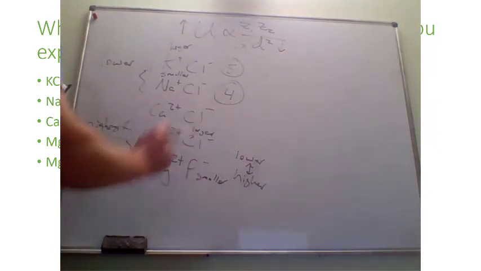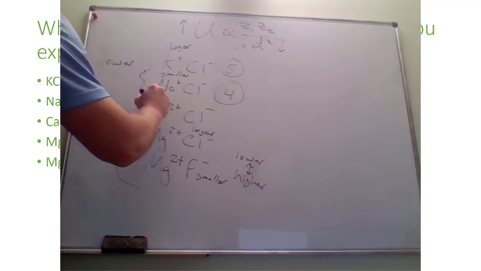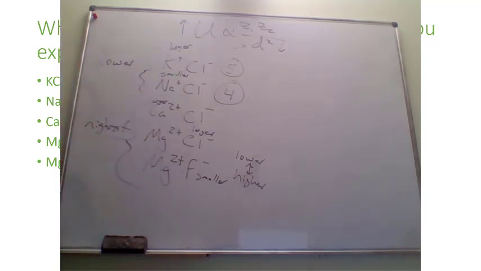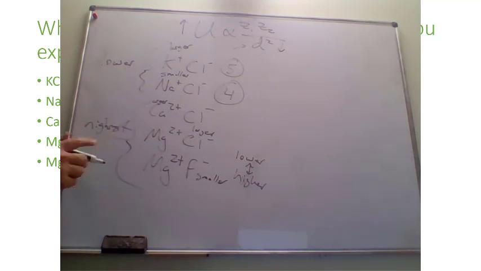Next is calcium chloride. If we take a look at where calcium is in our periodic table versus where magnesium is, we'll see that magnesium is higher on the table than calcium, which means that calcium is going to be larger. So since calcium is larger than magnesium, that means the D term is larger, which means that this is going to have the smallest lattice energy out of all of them. You have a large calcium ion and a large chloride anion, so that's going to give this a ranking of 3.